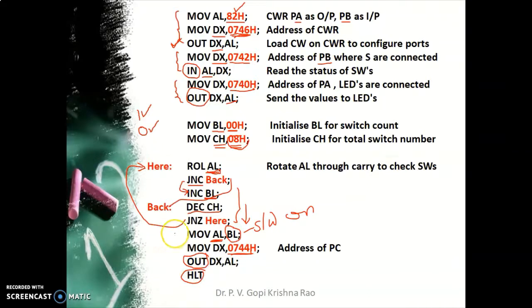If you want to repeat this program continuously, then instead of writing a jump instruction, you can write a short jump to start, and you don't need to go to initialization. Initialization can be done only once. You can write start here.